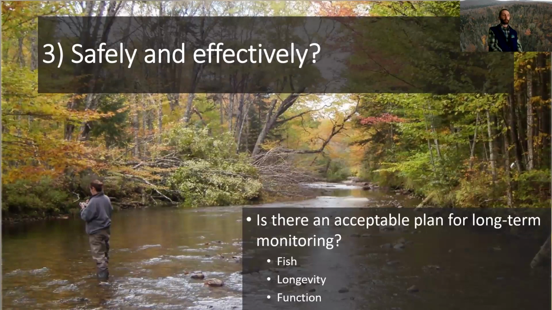And then, is there an acceptable plan for long-term monitoring? The Department of Fish and Wildlife has spent a lot of time, a lot of energy monitoring these projects in northeastern Vermont. We've looked at fish response, the function of the structures, how long they're lasting. I'm not saying that everybody has to do that, but there should be at least some long-term monitoring, even if you're just looking at some of your structures every couple of years, because that's really how you learn. That's how you learn what works, what doesn't work. Every stream's a little bit different. Everybody that's doing this work does it a little bit differently. So you really need to go out and learn from your successes and failures.